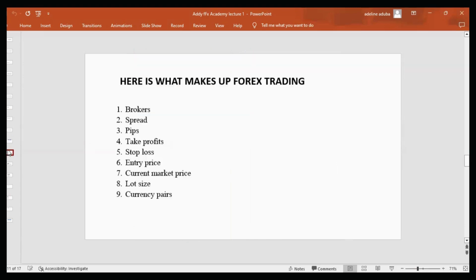What makes up Forex trading? We have the brokers, the spread, the pips, the profit or loss, take profits, stop loss, entry price, the current market price, lot size, and currency pairs.